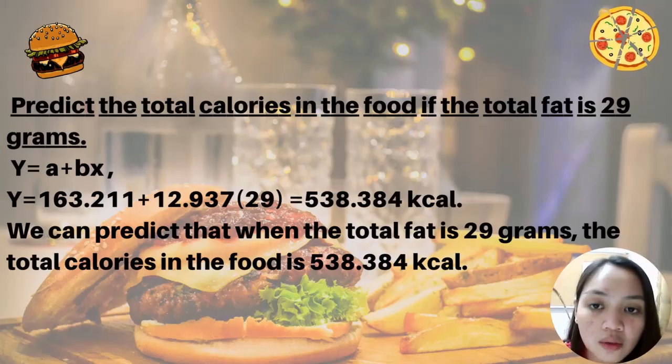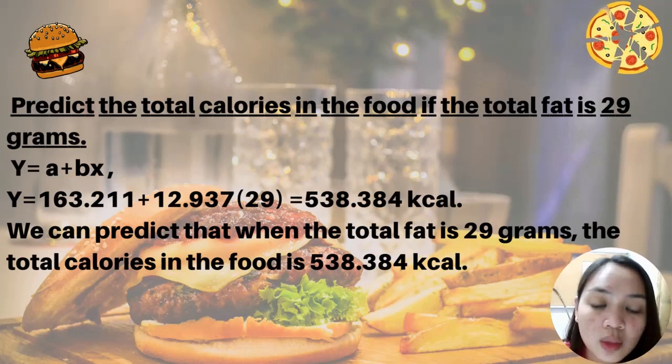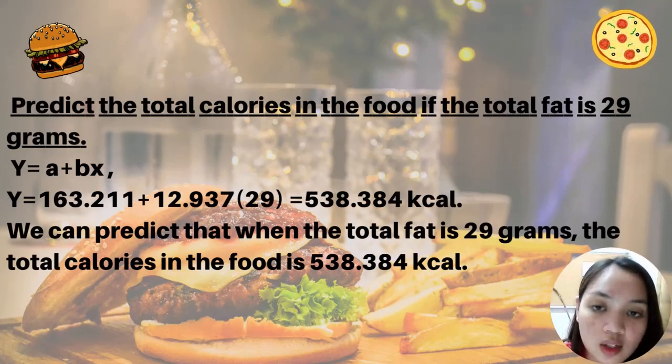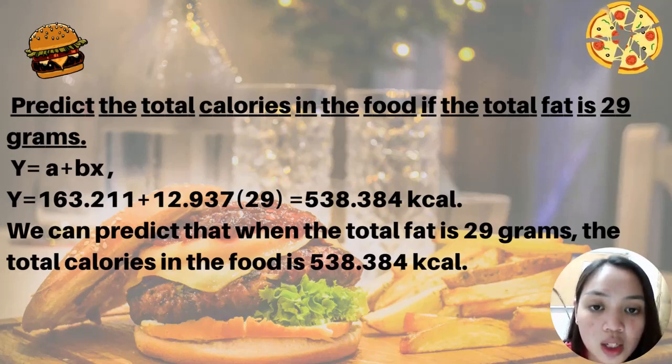After we substitute it into the equation, we get the answer 568.384 kcal. So we can predict that when the total fat is 29 grams, the total calories in the food is 568.384 kcal.